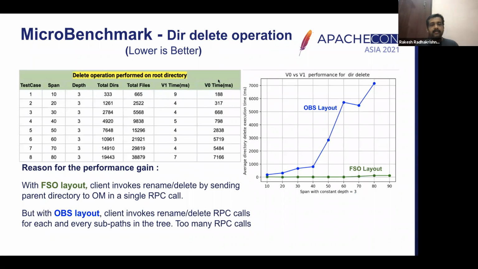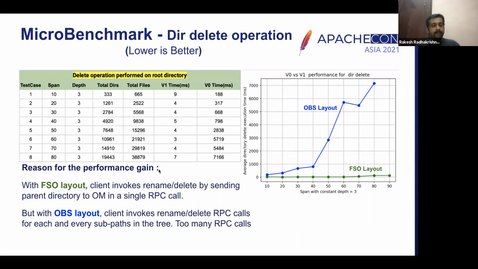And the same thing happened during the directory deletion. So when I delete the root directory, in the first row we again have a small millisecond operation, but it took nearly 188 milliseconds. And if you move to the eighth row, we could see we remain constant irrespective of the number of subfiles and subdirectories.